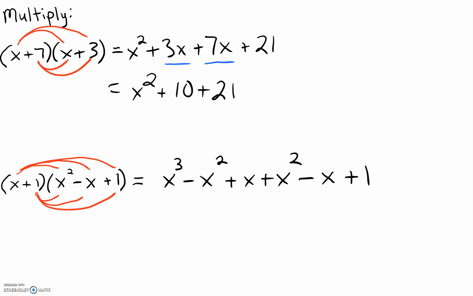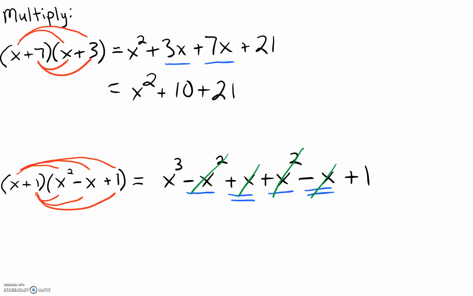And so now what we want to do again at this stage is we want to look at any like terms that we may have. So we have a negative x squared and a positive x squared. We also have a positive x and a negative x. And so what's going to happen is positive x minus x is going to give us 0. They're going to cancel each other out. X squared minus x squared, again, is going to give us 0. They will cancel each other out.